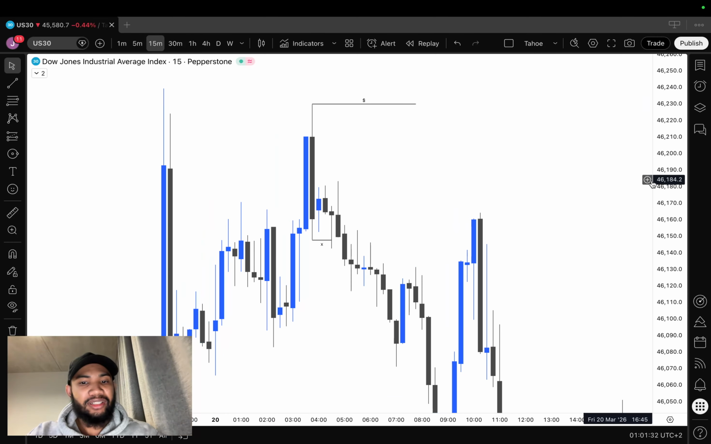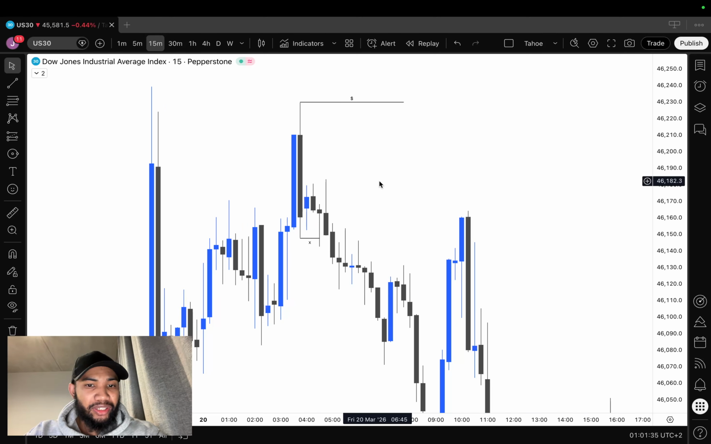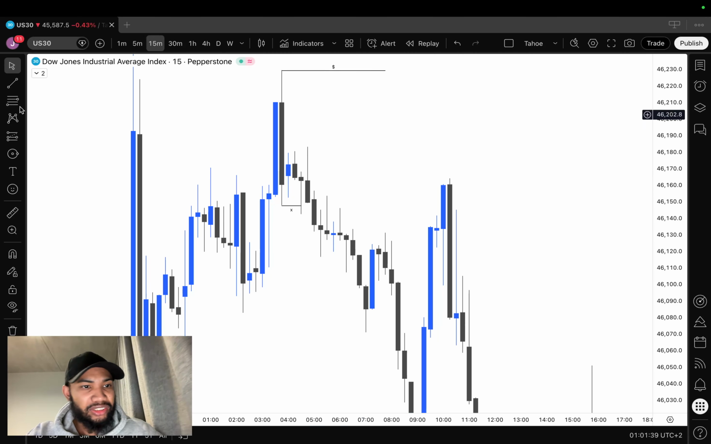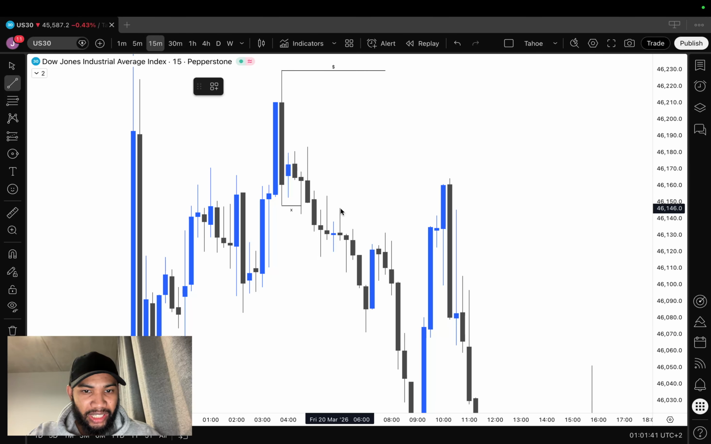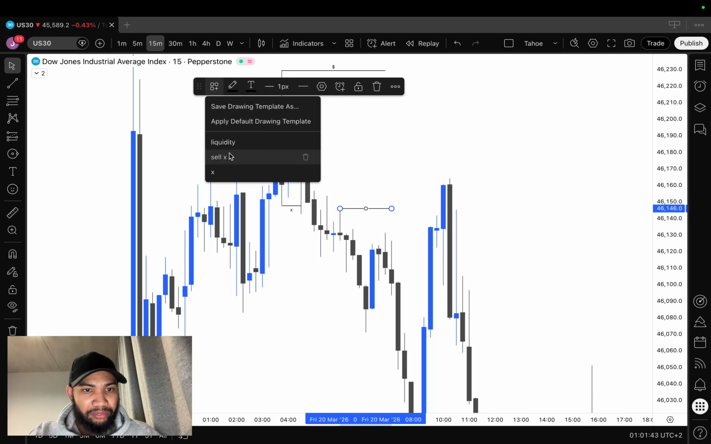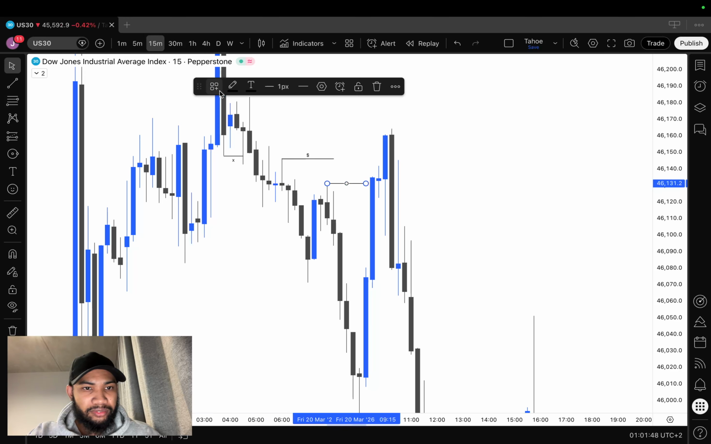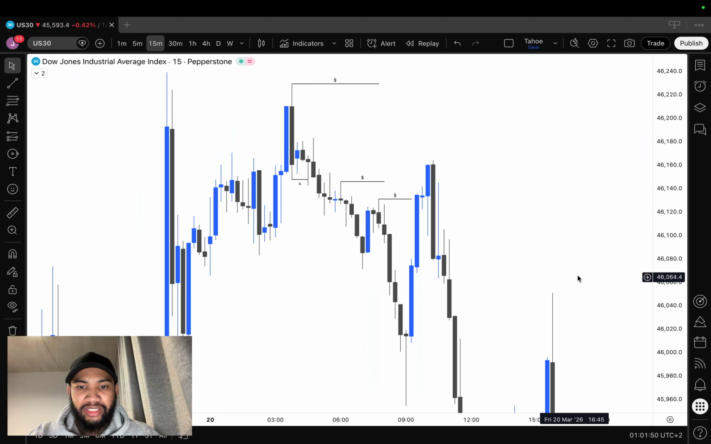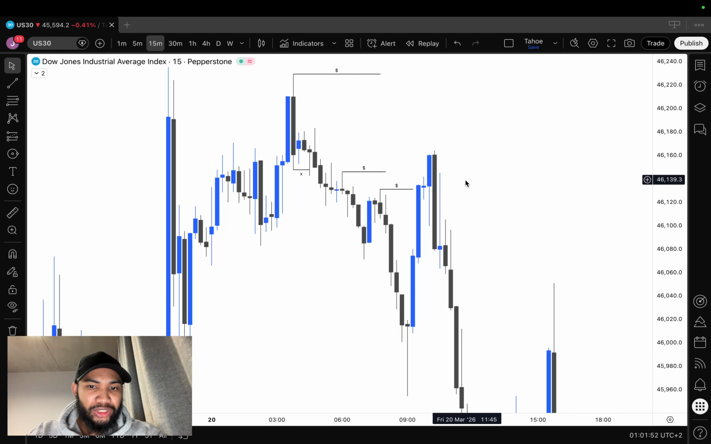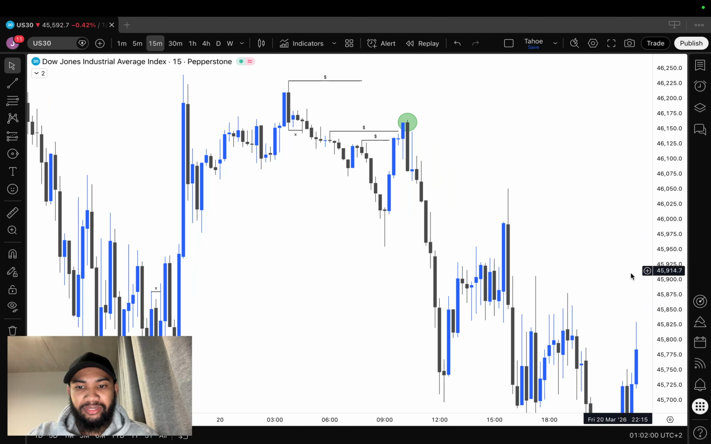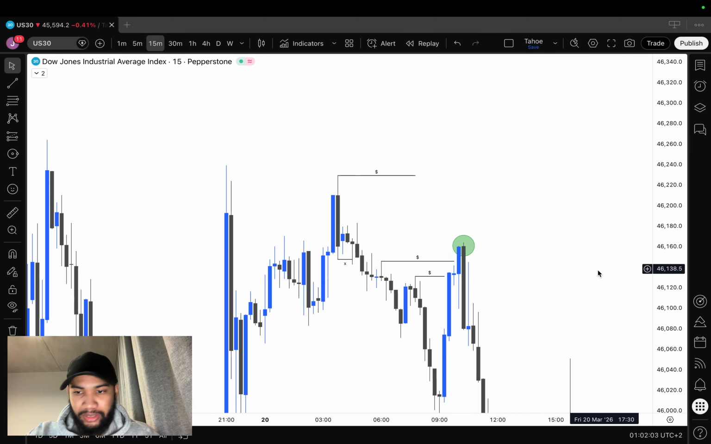Now remember, I said after the break, it doesn't have to come for these old liquidities. It can generate its own, like so. Here's another high right here, another high right here. And then finally the market decided to push up, grab both of these highs before pushing to the downside. Very, very simple, right?